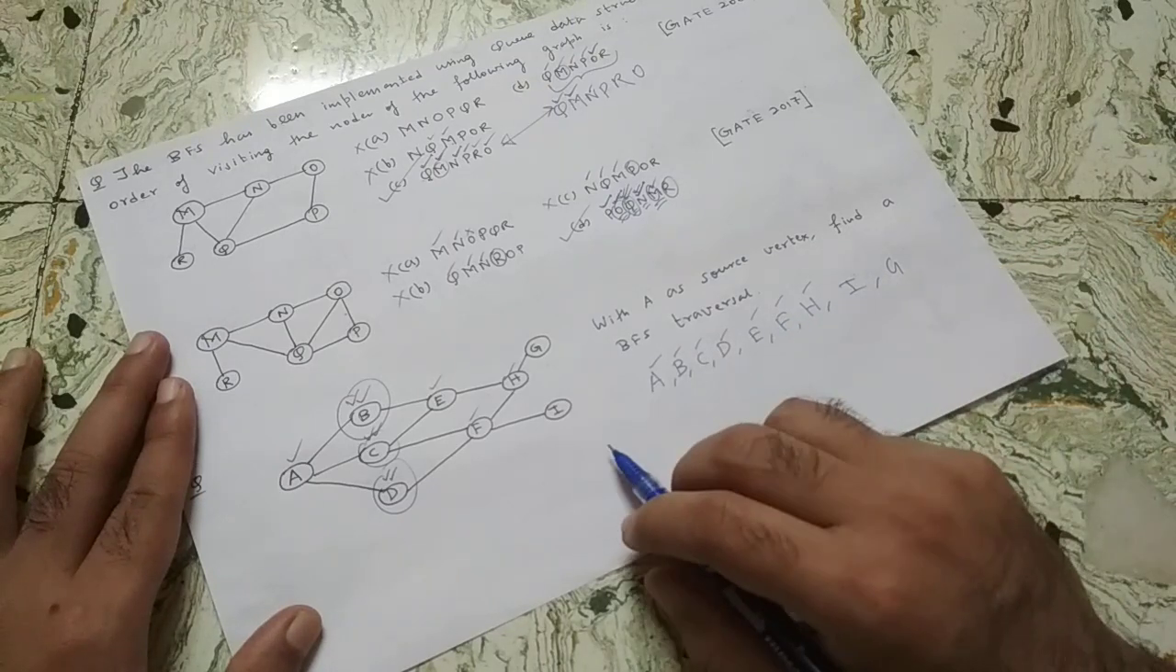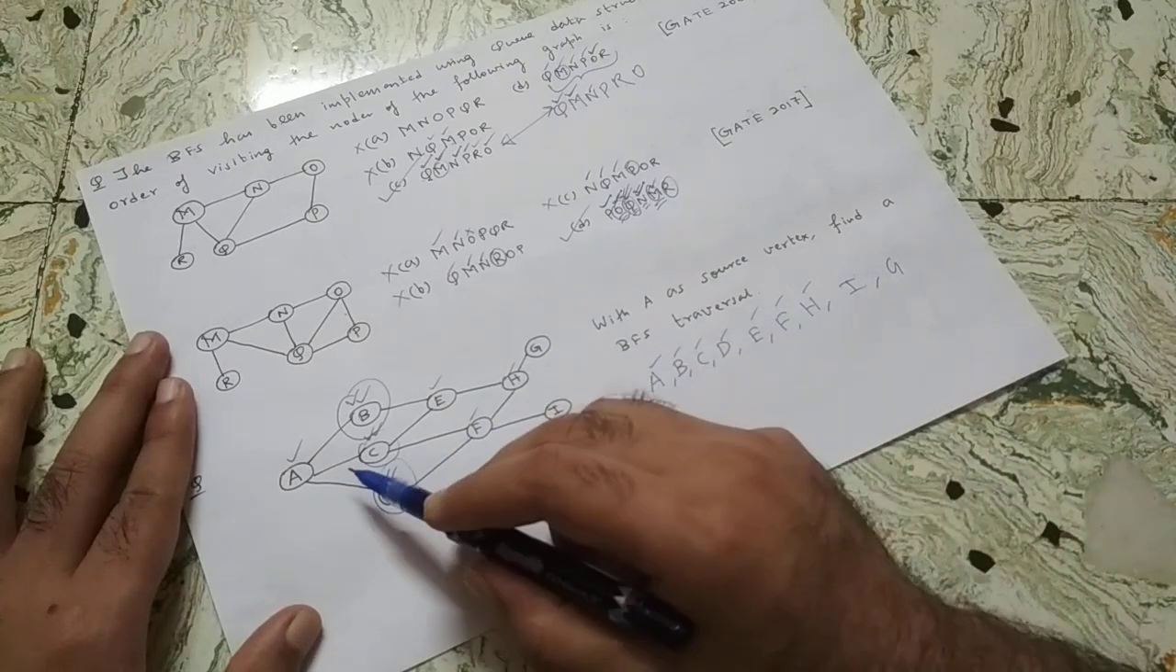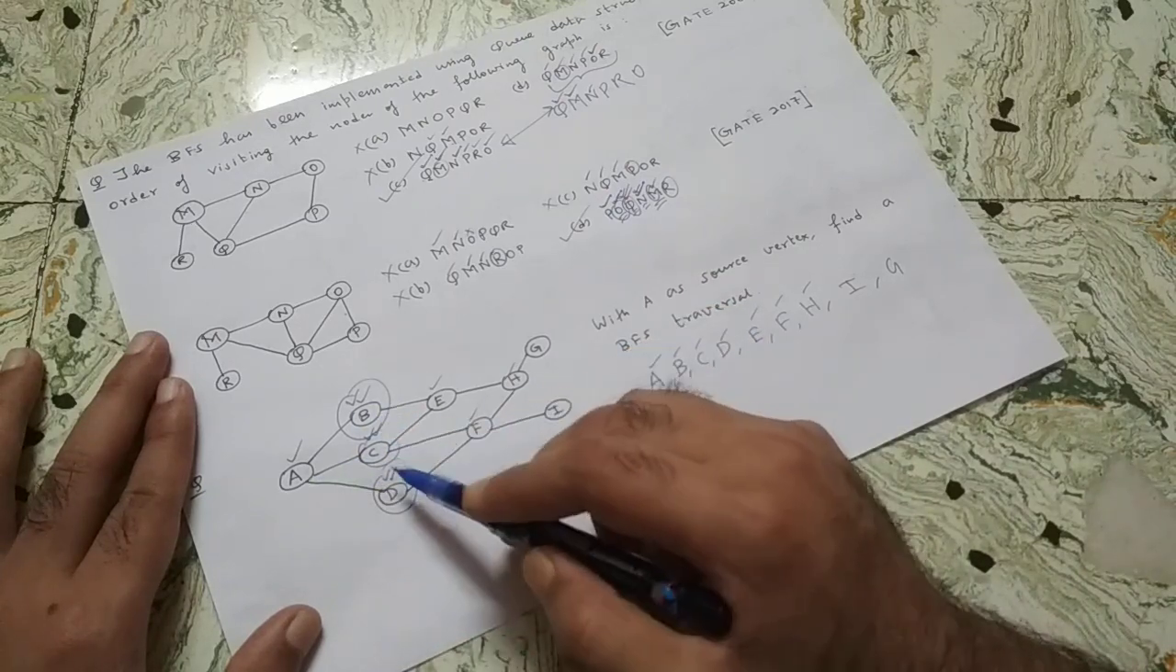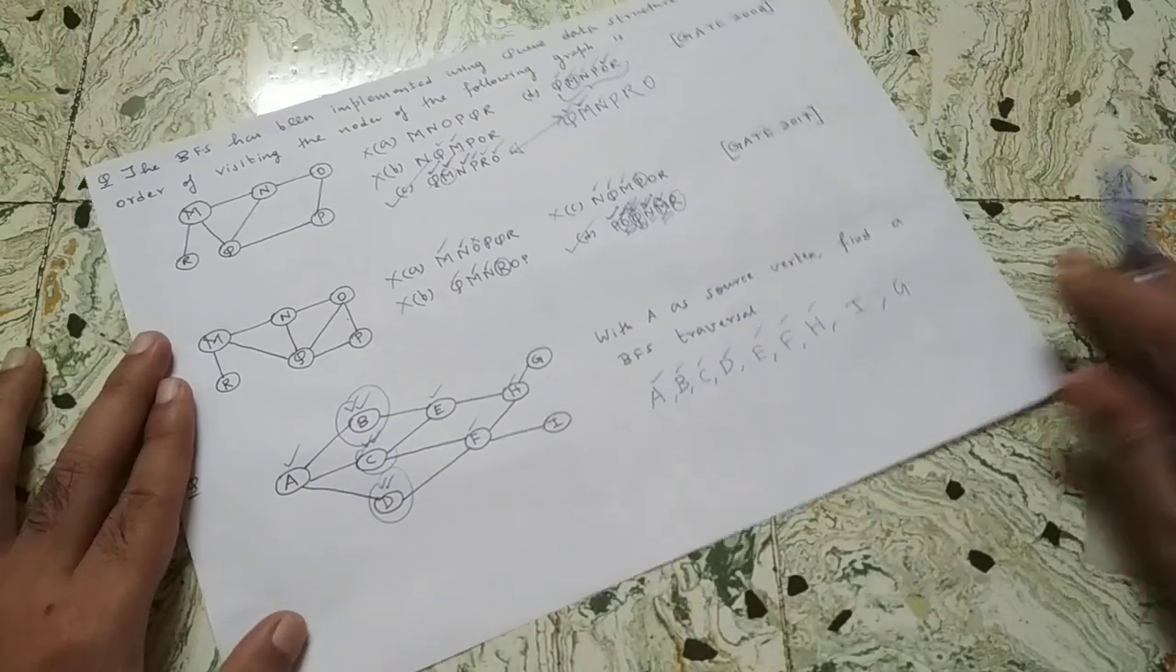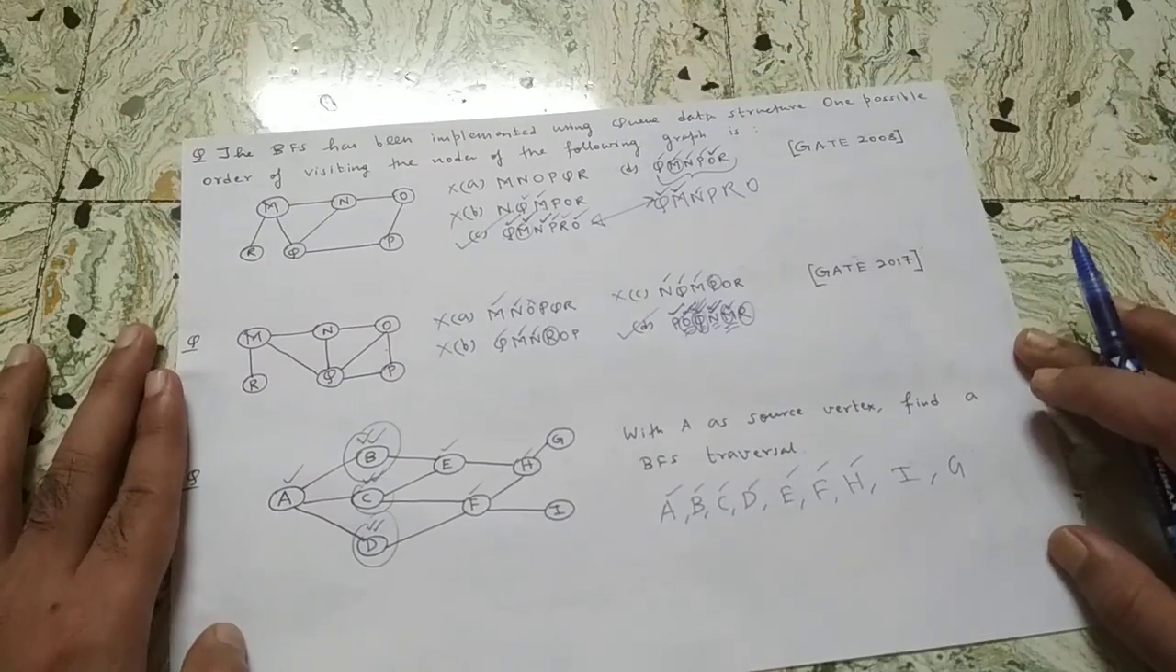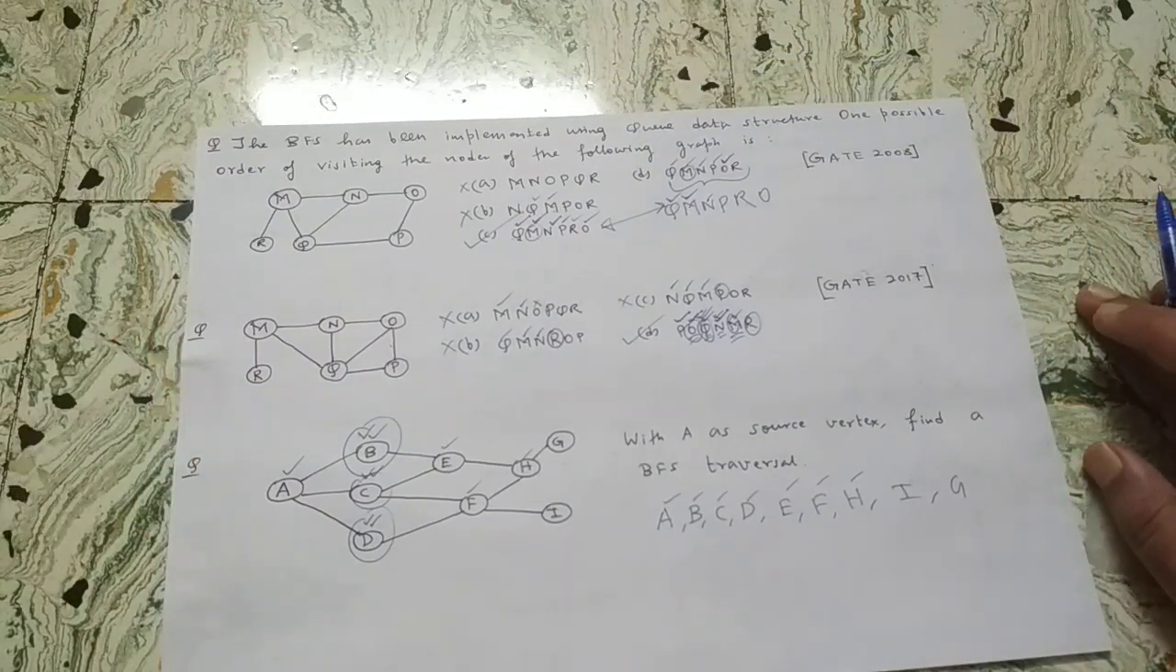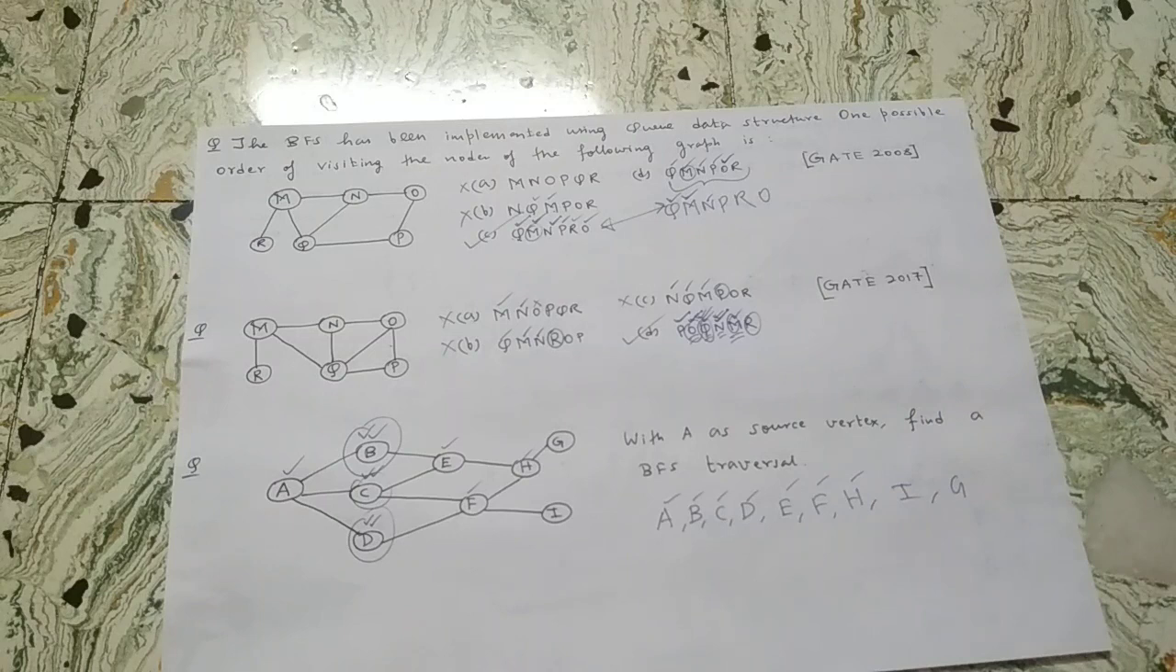And I find that 1, 2, 3, 4, 5, 6, 7, 8, 9, all 9 vertices have been visited. If you count the number of vertices here, you'll find 9. So I've visited all the 9 vertices. So I can say that my BFS traversal is done. So this is one of the traversals, okay? We have been asked to find only one BFS traversal, and that is exactly what we have done here.